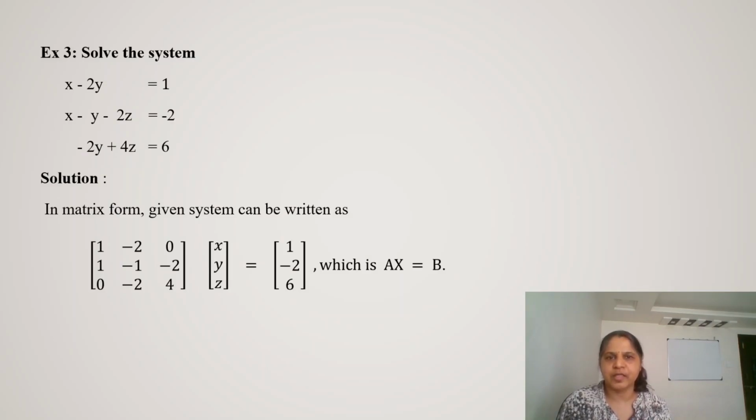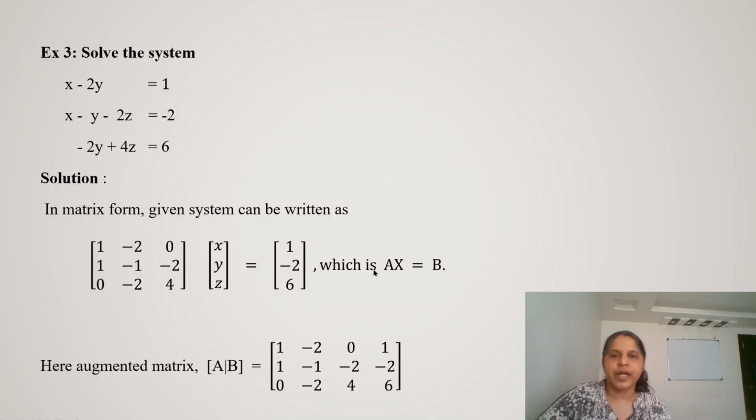Solve the system. x minus 2y equal to 1, x minus y minus 2z equal to minus 2, minus 2y plus 4z is equal to 6. So first let us write the system in matrix form as Ax equal to b, where A is this coefficient matrix, capital X is the column matrix of unknowns, and this is the matrix B of the constants on the right hand side of the system. We write the augmented matrix. This is the augmented matrix, matrix A with column B.